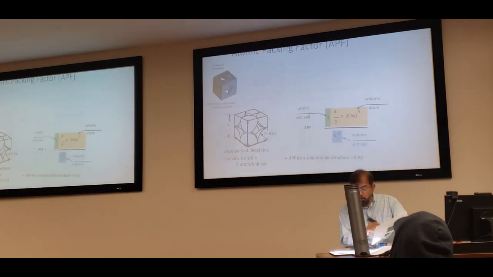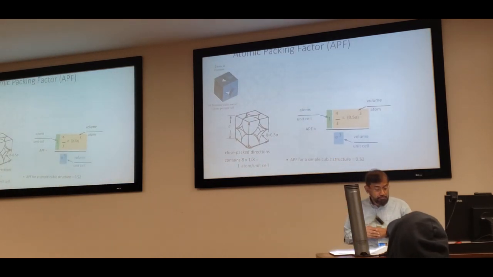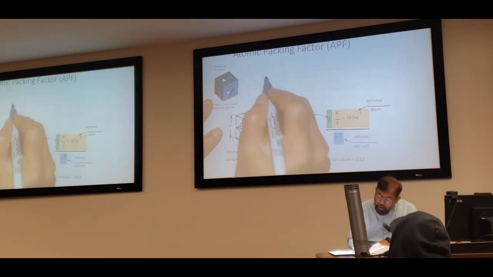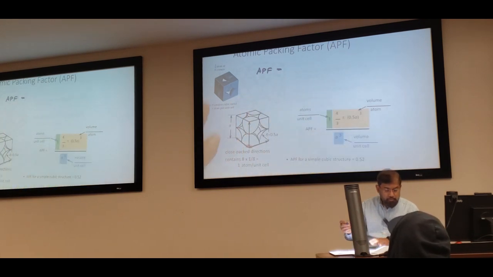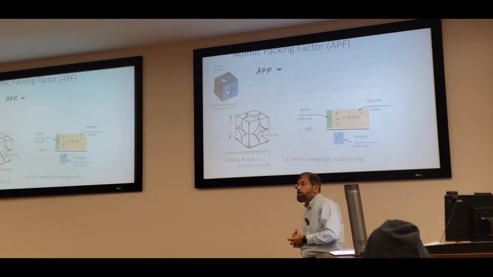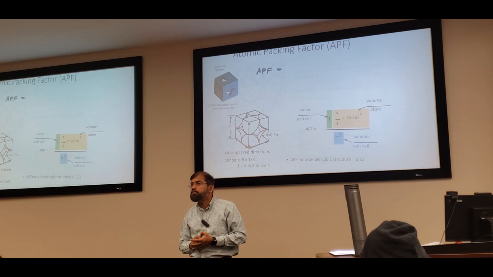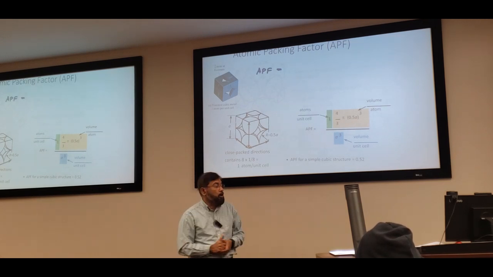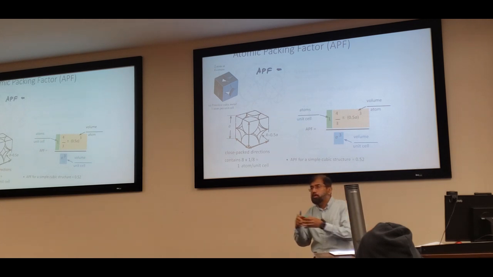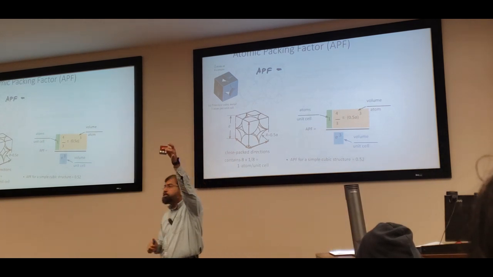Now we are looking at the atomic packing factor. So what is atomic packing factor? APF. It is the volume of atoms in a unit cell over the total unit cell volume. Okay, very good. So again, unit cell.